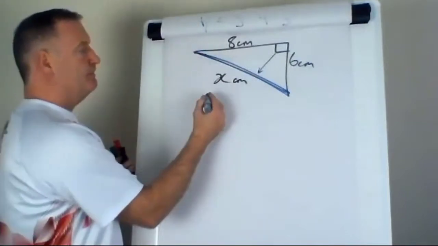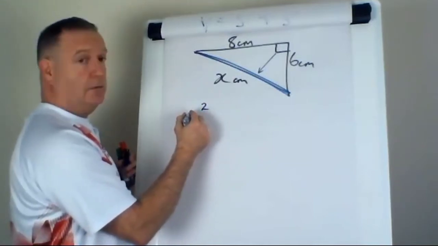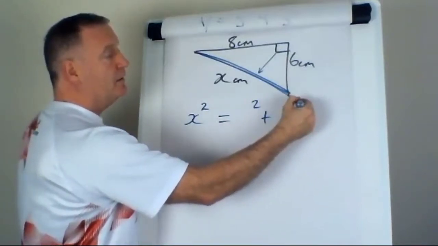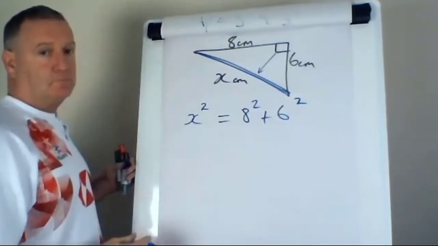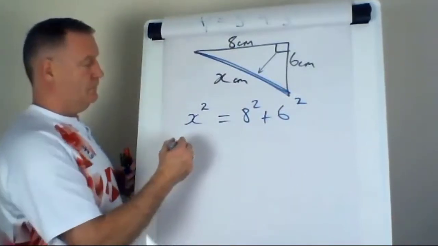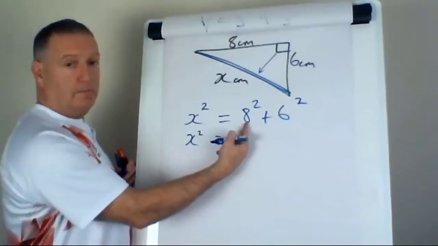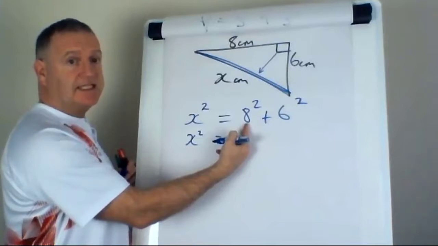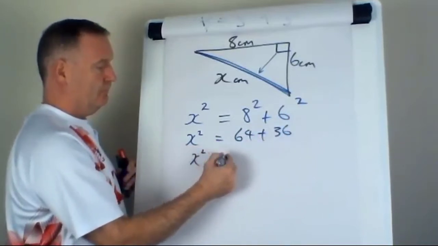Pythagoras for this. Say again. The square on the hypotenuse is equal to the sum of the squares on the short sides. Sixty-four plus 36 equals 100.